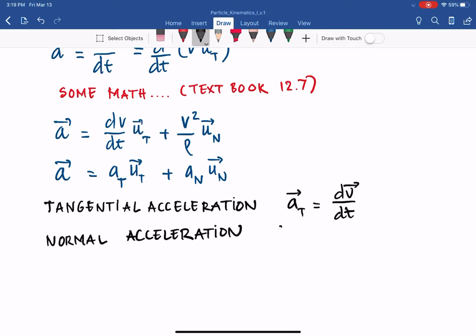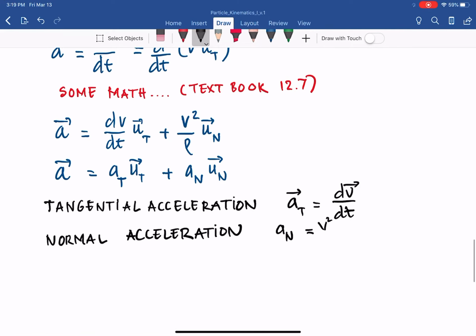The normal acceleration, an, is equal to velocity square over rho, and here I won't put a vector. And what is rho? Rho is the radius of curvature.